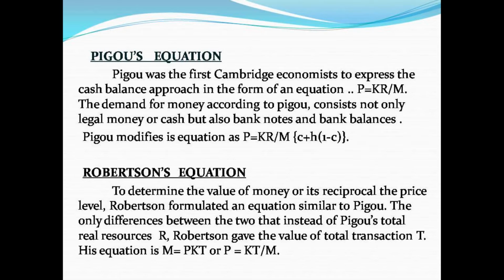Pigou points out that when K and R in the equation P = KR/M, and K, R, C and H are taken as constants, then the two equations give the demand curve for legal tender as a rectangular hyperbola. This implies that the demand curve for money has a uniform unitary elasticity.